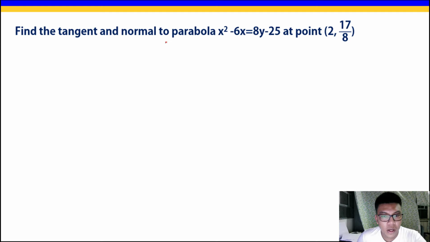Find the tangent and normal to the parabola x squared minus 6x is equal to 8y minus 25 at point (2, 17/8). Okay. So, dito hindi mo na kailangan mag-plot ng points. So, kung hindi ka marunong mag-plot ng parabola or ng line, okay lang naman. Kasi ma-solve naman natin yung normal and tangent line without plotting actually the curve. Okay? So, una natin gagawin, pansinin meron laging tayong kino-consider na point.